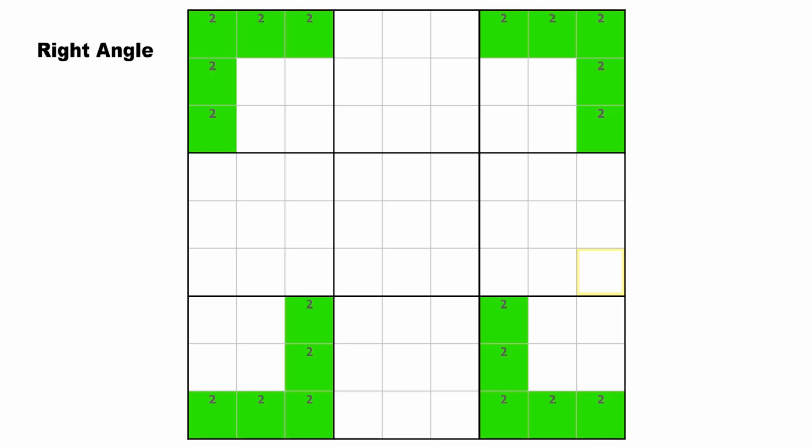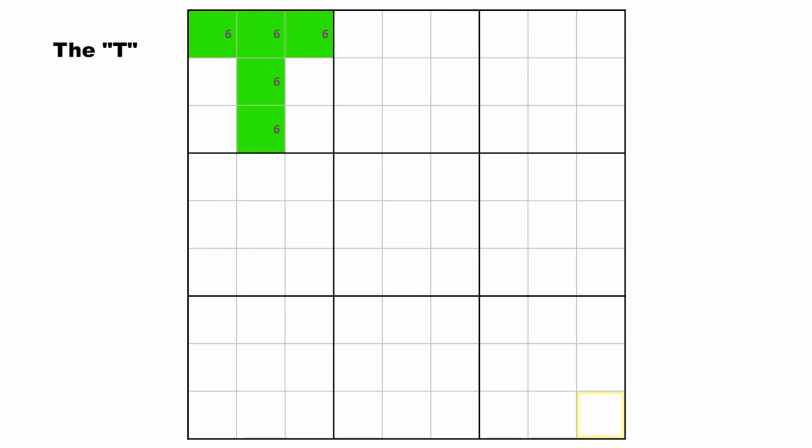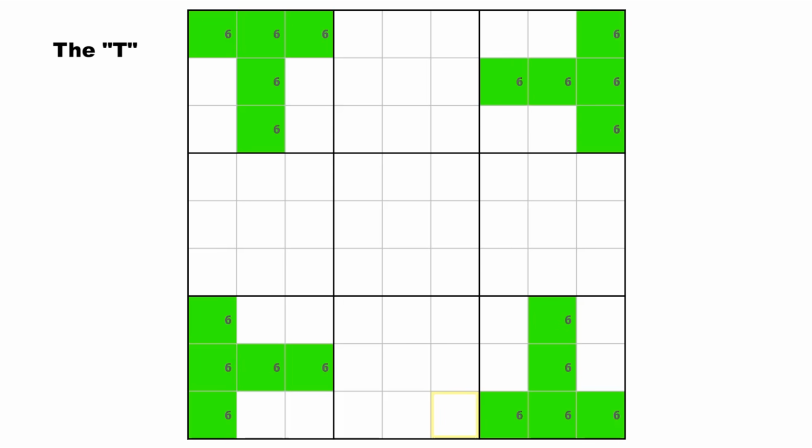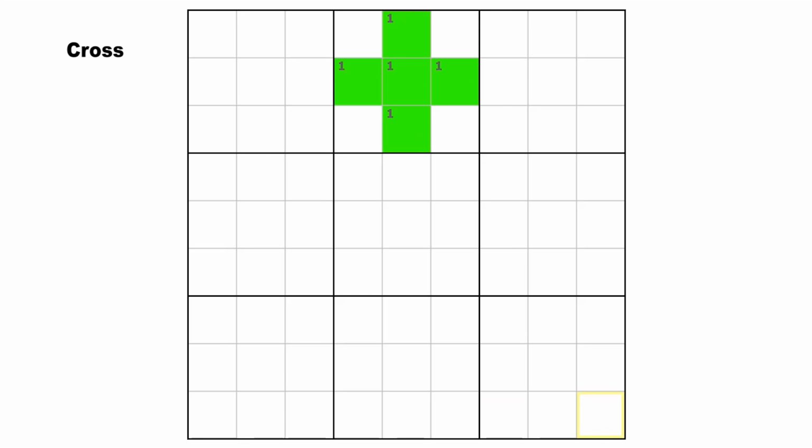Then we have something that looks like the letter T. So let's call this the T. The T also has 4 possible rotations. Each one is turned 90 degrees. Okay? And then we have the cross.